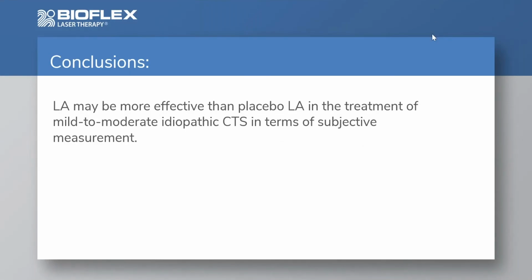And they found, and I'm not going to go over the details like I did the previous study, that laser acupuncture may be more effective than the placebo for the treatment of mild to moderate idiopathic carpal tunnel syndrome in terms of subjective measurement. So not a great study because it was a lot of subjectiveness. I think they did some EMGs, but anyway, it was a good paper to show that even with laser acupuncture, you can get results. And for those of you who do only acupuncture, adding laser acupuncture to the mix allows it when patients don't want to be needled, or perhaps there's a contraindication or what have you.